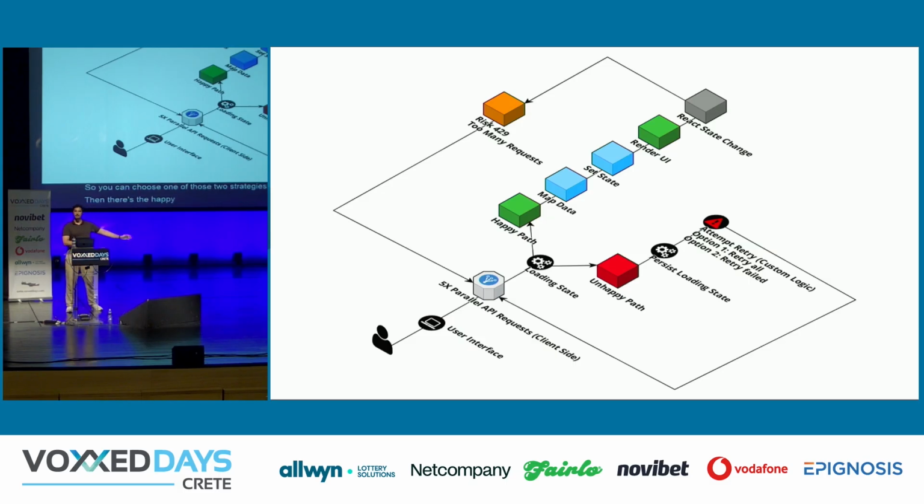The happy path is the loading state resolves. I can now receive the data from all of those 5 requests, and now I've got to map it. So I've got to convert it into something that's usable. I'm going to then set it into state and render my UI.